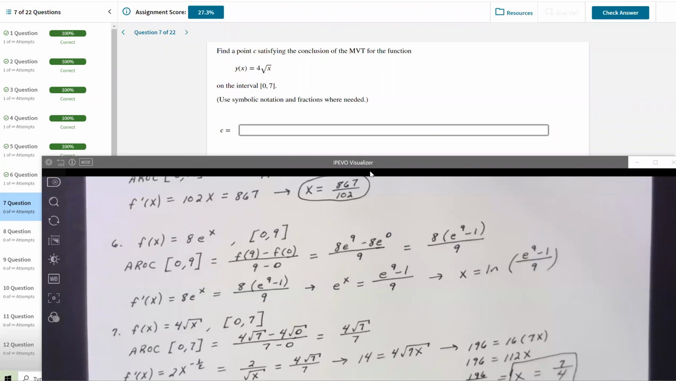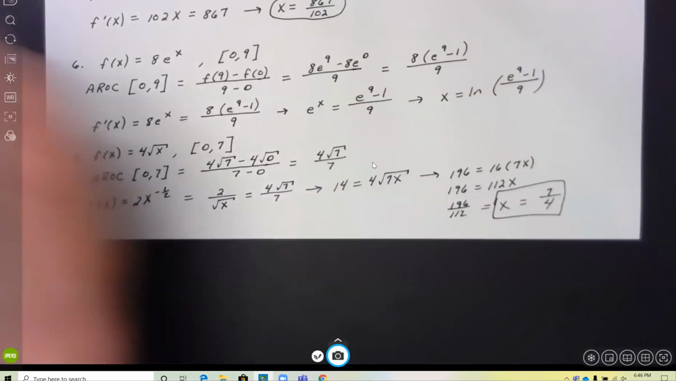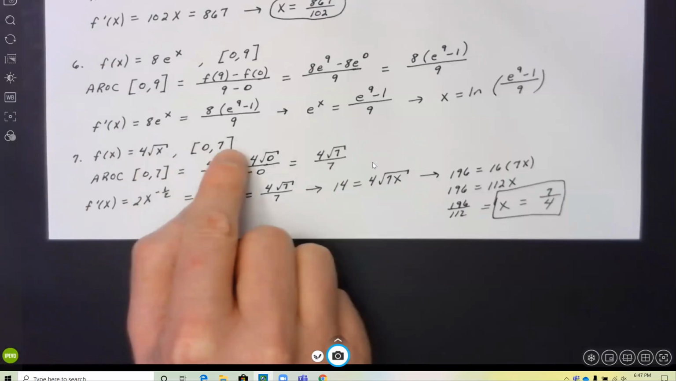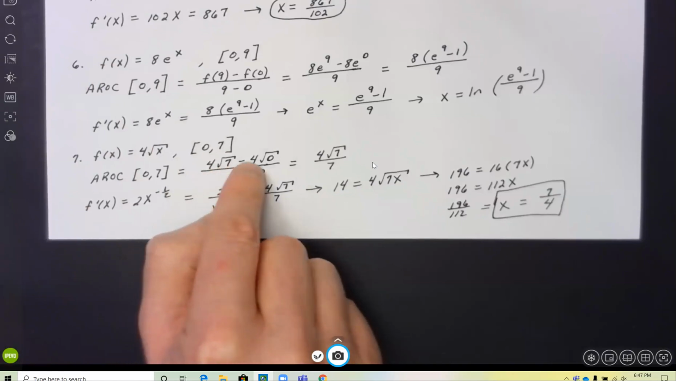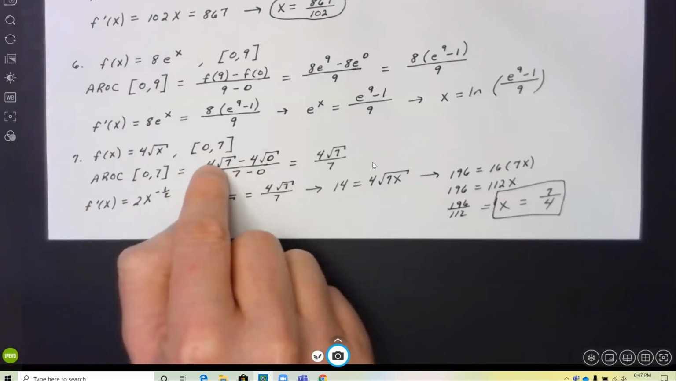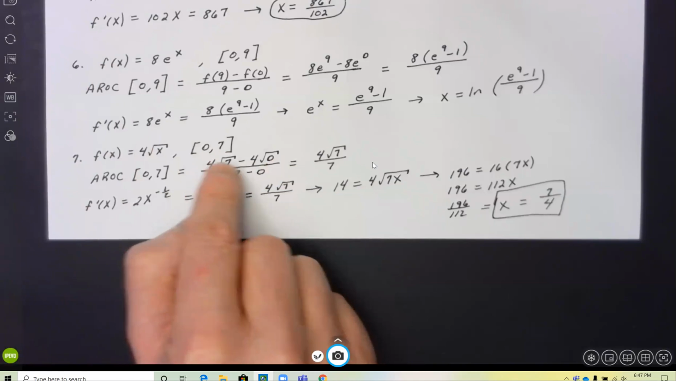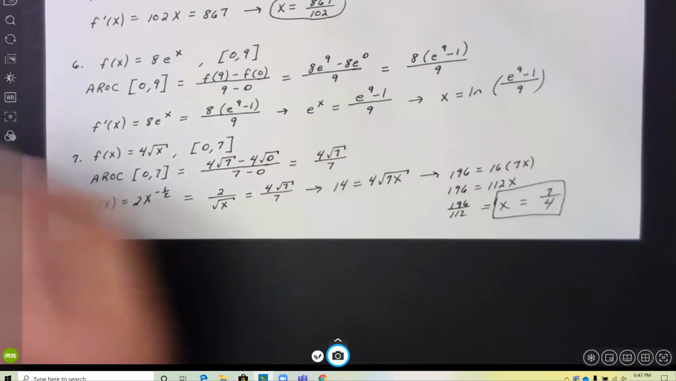The last one here goes to a quadratic function. Sorry, not a quadratic, a radical function. 4 times the root of x, and we're interested in the interval between 0 and 7. So when I thought about that, I said, well, okay, my f of x is 4 root of x. I need to find the average rate of change between 0 and 7. So it's just f of 7, which is 4 root of 7, minus f of 0, 4 root of 0, over 7 minus 0. Your numerator, any number times 0 is 0, so you're just going to have 4 root of 7 in the numerator, divided by that 7 in the denominator.